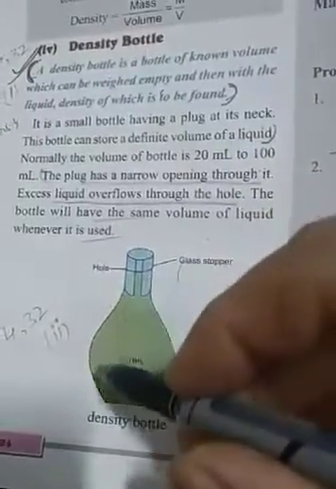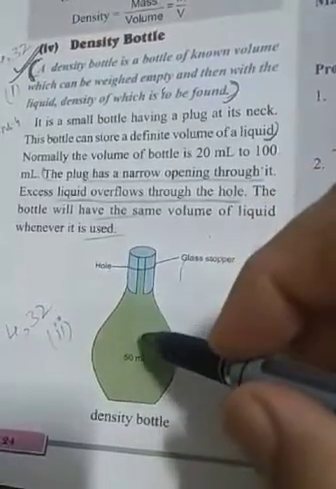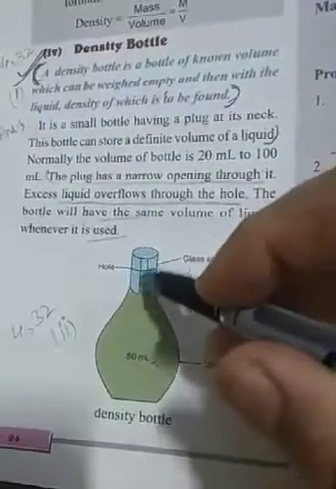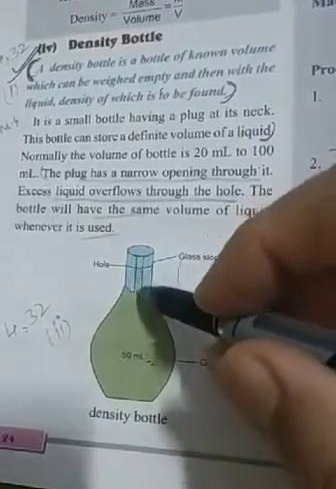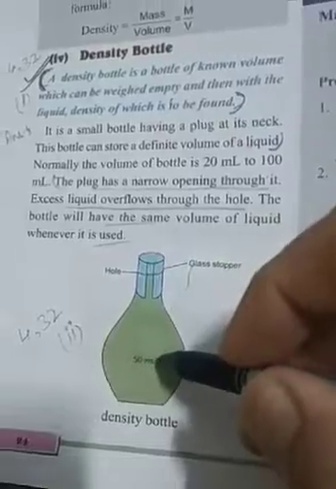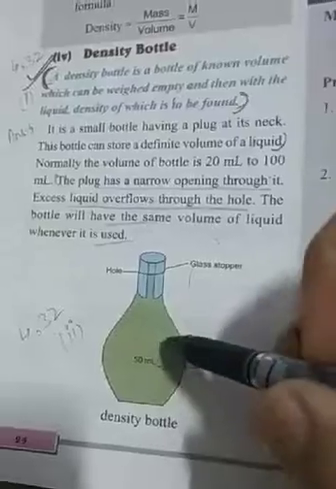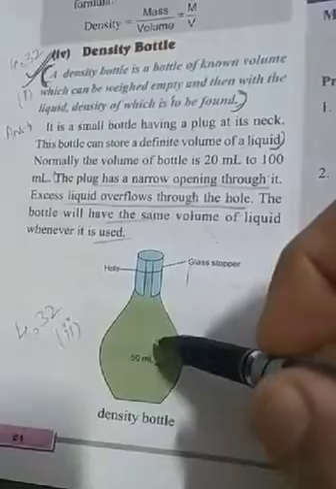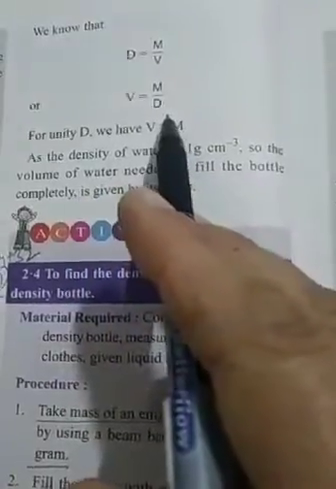So first of all we measure the empty bottle and then we pour the liquid whose density we have to find. We put the glass stopper. Stopper has a hole as you see here. So extra liquid, only 50 milliliter liquid will be there in the bottle and the extra one will flow out. So this is how density bottle works. When you measure the mass of the bottle with the liquid, you can find the mass of the liquid and you can find the density by the same formula.